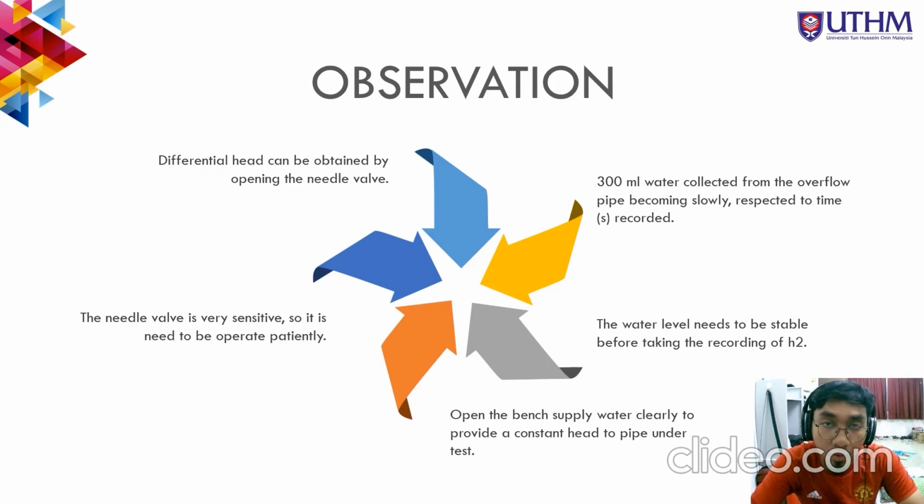Furthermore, when we open the bench supply, water is provided to give a constant head to the pipe under test. Therefore, the flow of water will be steady. Last one, the needle valve is very sensitive, so it needs to be operated patiently.